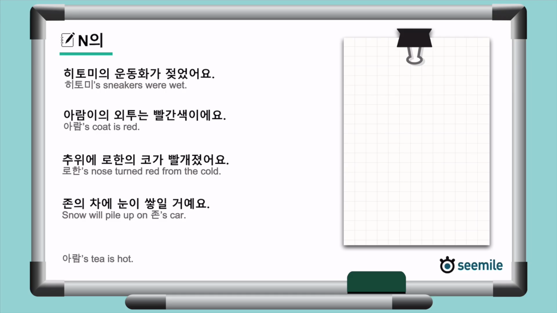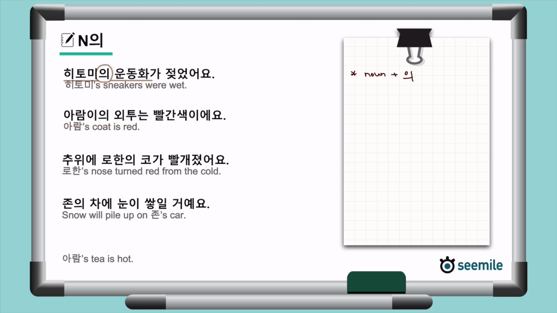It's your first time encountering this particle 의, isn't it? From what you heard so far, can you guess when it should be used? Let's see. 히토미의 운동화가 젖었어요. Can you guess whose sneakers were wet? Yes, 히토미's.